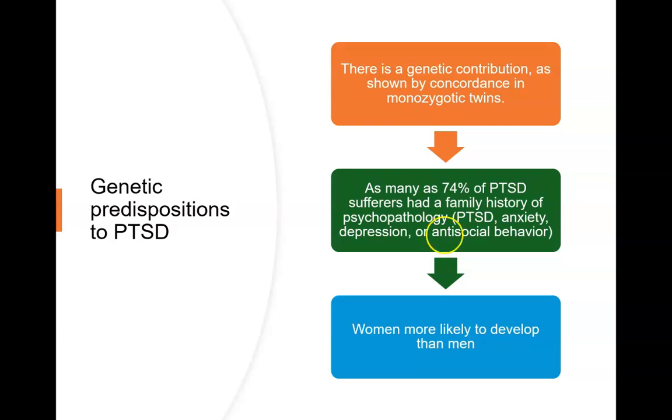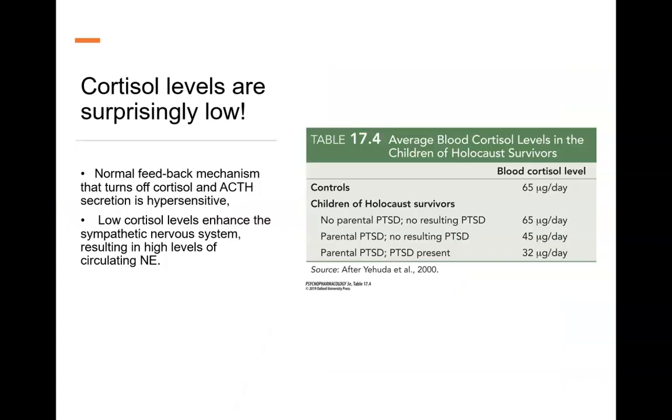Now, there are some genetic predispositions to PTSD. When you look at monozygotic twins, there's a really strong concordance between them. So there does seem to be a pretty strong genetic component for PTSD. So in particular, what we do find, as many as 74% of PTSD sufferers have a family history of some kind of psychopathology. And that includes things like PTSD, anxiety, depression, or antisocial behavior. There is a higher concordance rate with monozygotic twins than there are with dizygotic twins, indicating that there's a strong genetic link here. We do also know that it is more likely for women to develop this disorder than for men to develop this disorder.